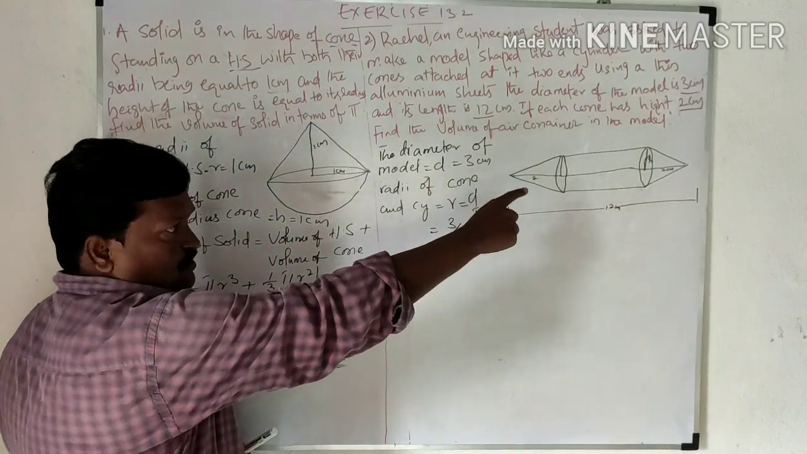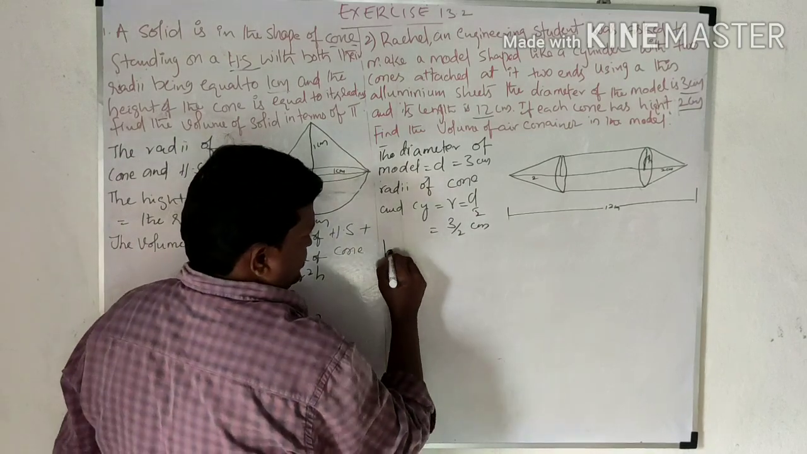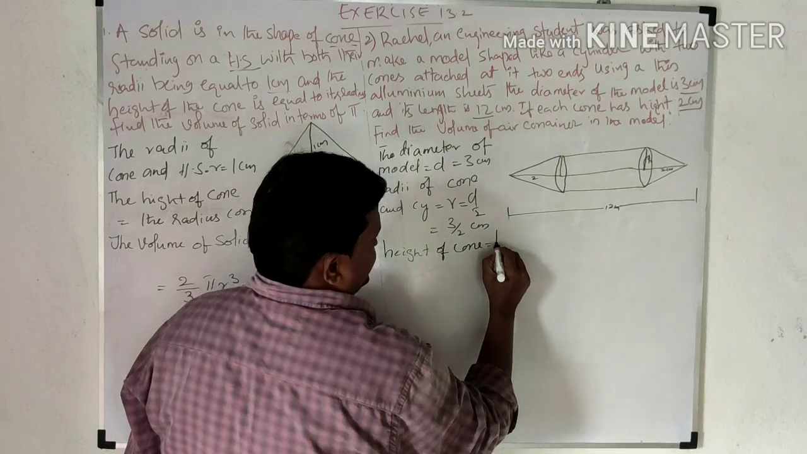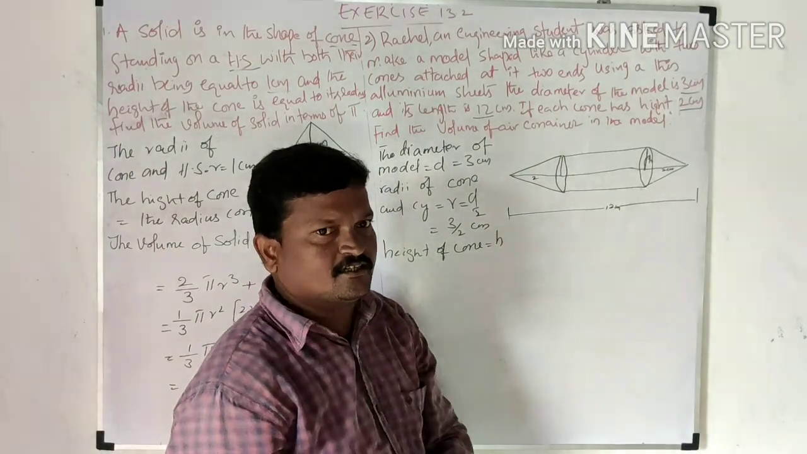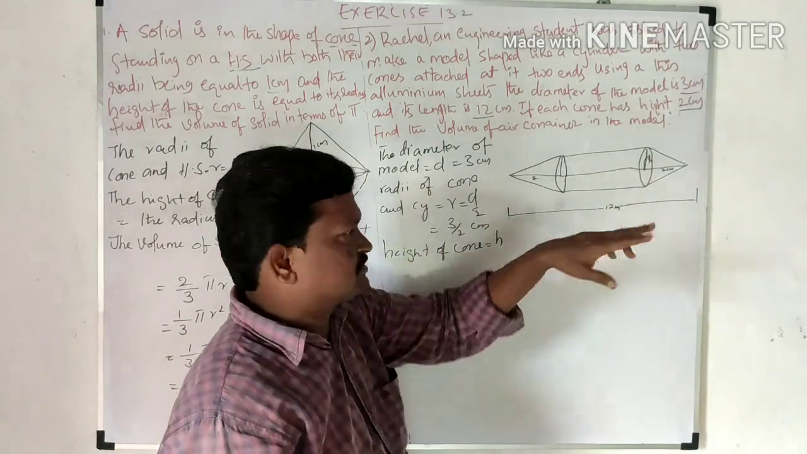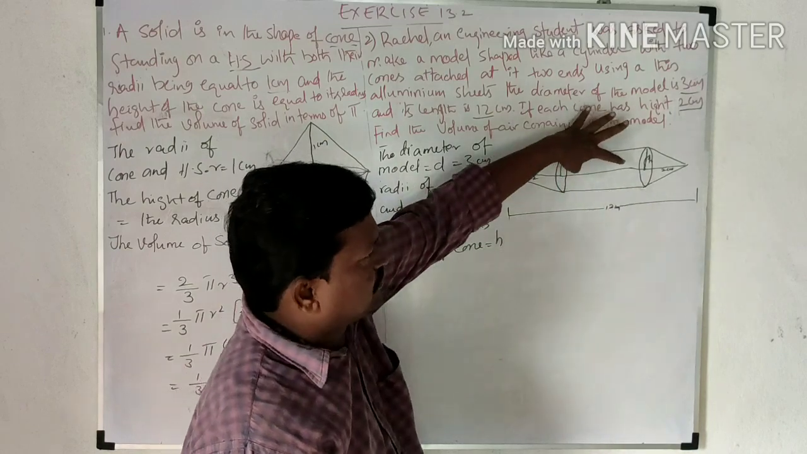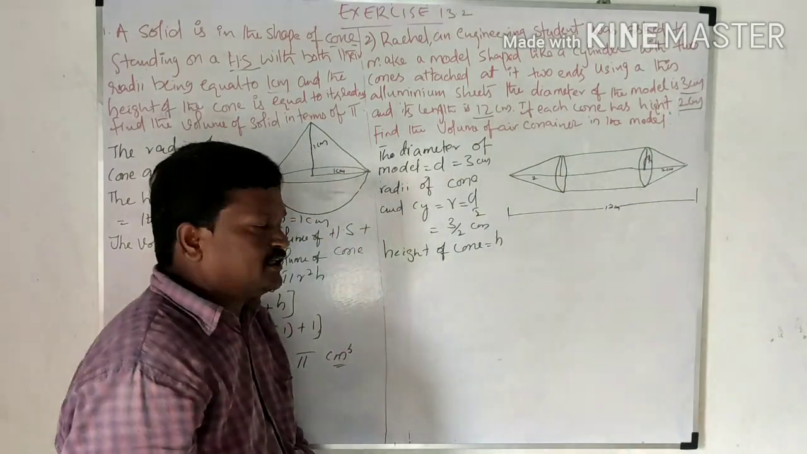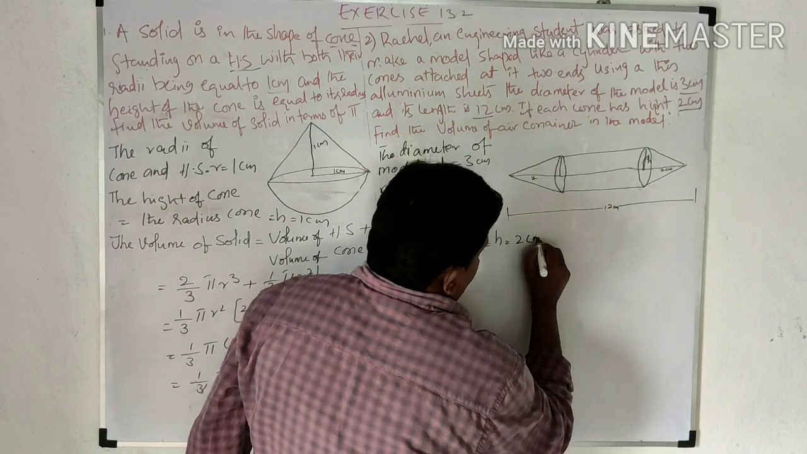Now also the height of the cone is given. Height of cone is equal to h. Let us take a small h. Here 2 heights are there. Okay, so cone heights you can take h1 and next to this one h2, or otherwise cone height you can take small h, cylinder you can take capital H. Okay, then you will not get any confusion. So h is equal to 2 centimeters.